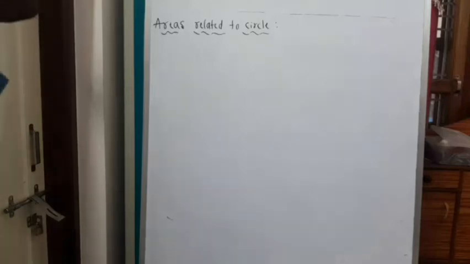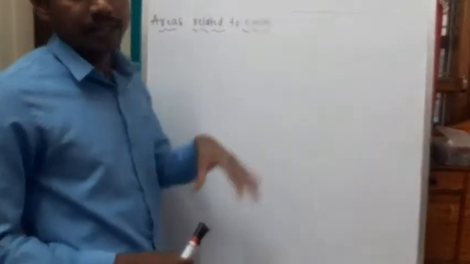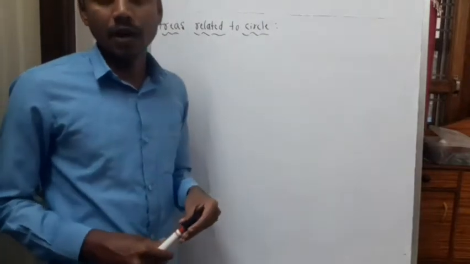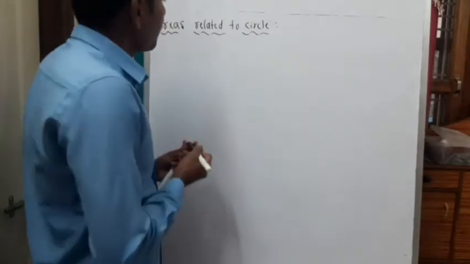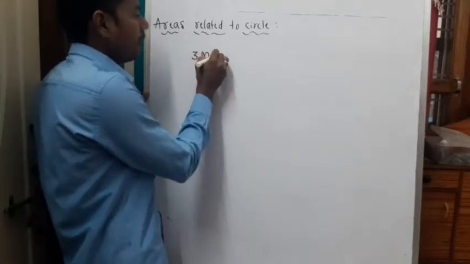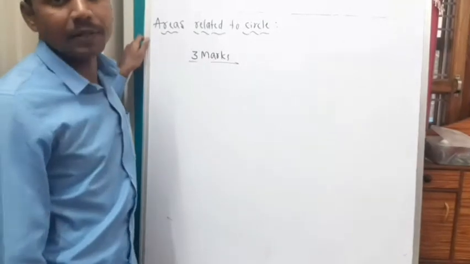Dear students, we'll start with a new chapter, that is areas related to the circle, and it is the last chapter. And if we cover this particular chapter, we are going to conclude our syllabus. See, the weightage for this chapter is 3 marks.